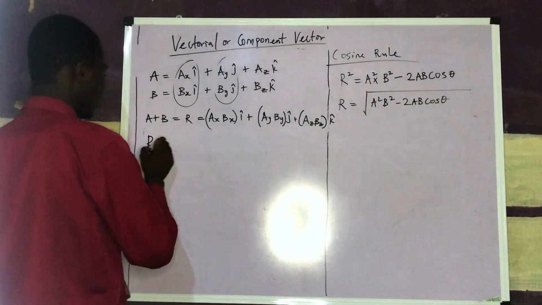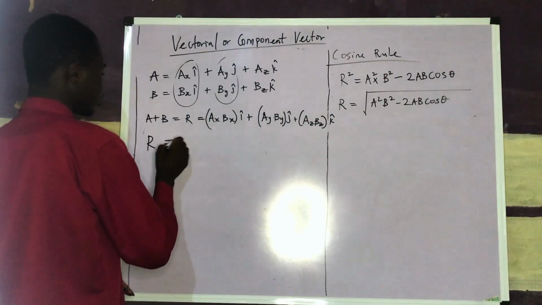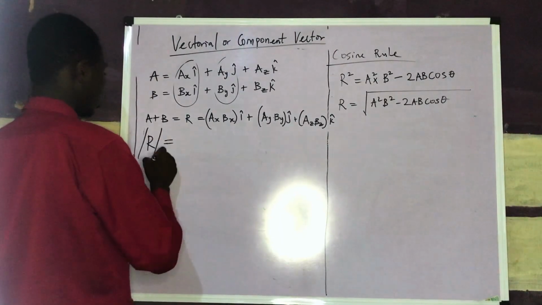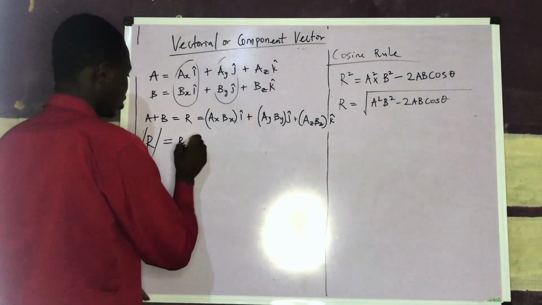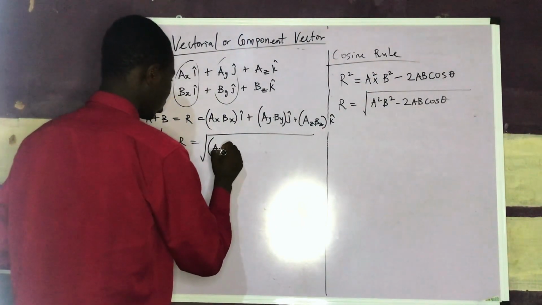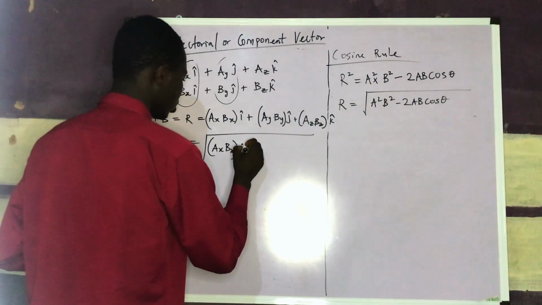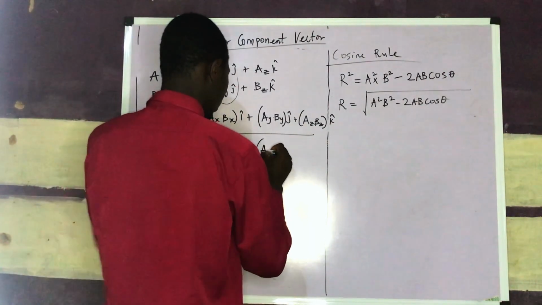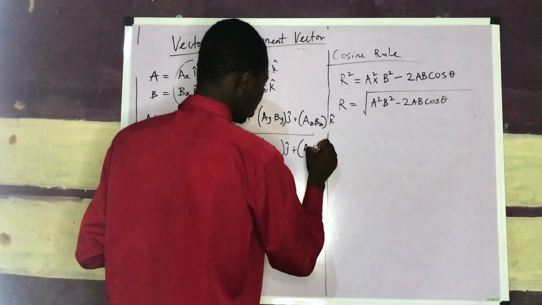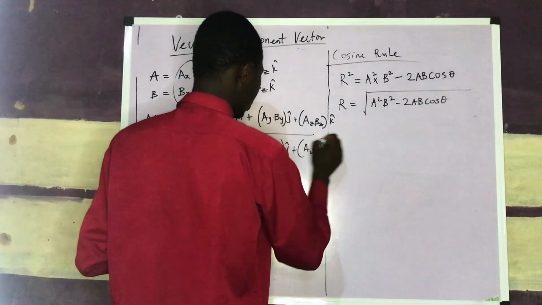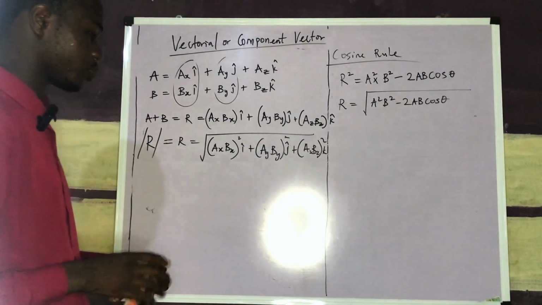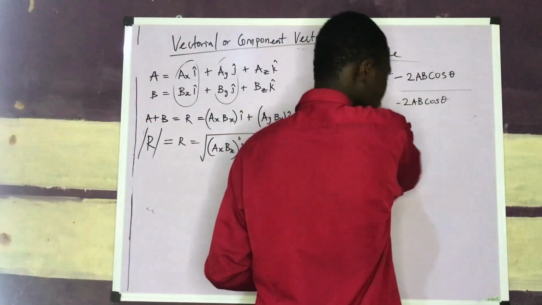If you have to get the resultant, how will you get it? The resultant of this vector, which is R, will be this. This is the resultant. Now the magnitude. So the magnitude will be R is equal to the square root of (ax plus bx) square plus (ay plus by) square plus (az plus bz) square. So if you want to get the magnitude, this is how you will get it. So let's move on.